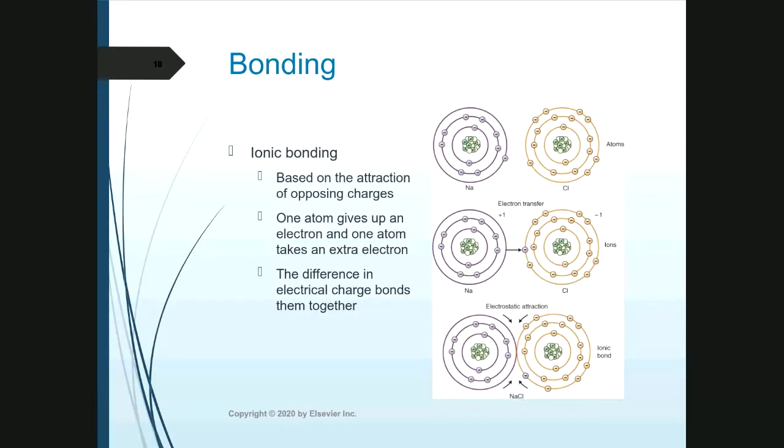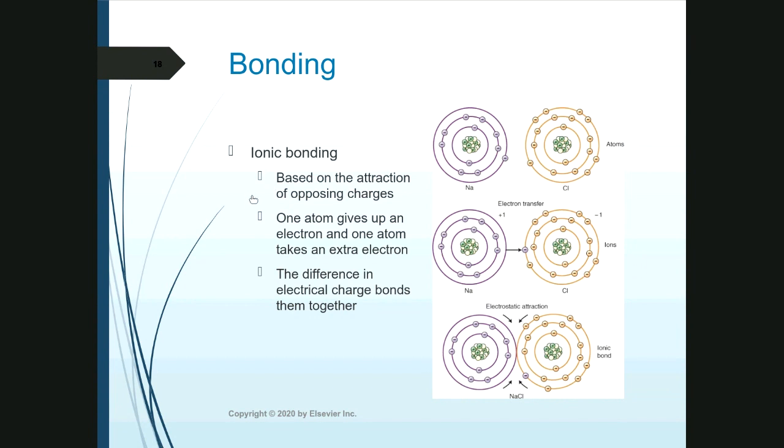Bonding is the last portion that we'll talk about, and there are two ways that atoms can bond in order to form a molecule. They form a molecule in other structures, but one is called an ionic bond, and the other one is a covalent bond. So if we look at the ionic bond first, typically ionic bonding is based on the attraction of opposite charges.